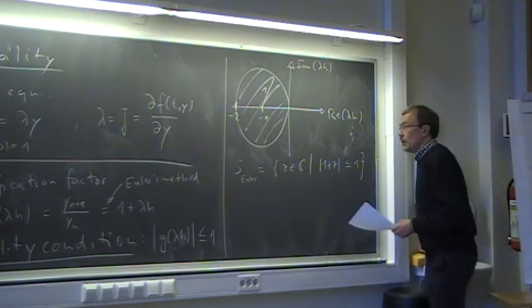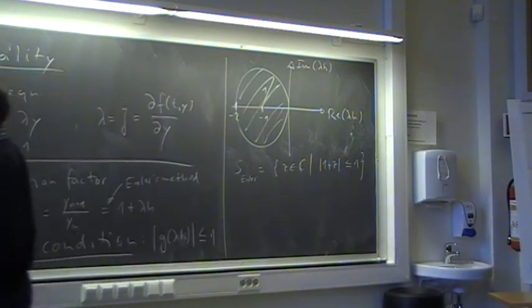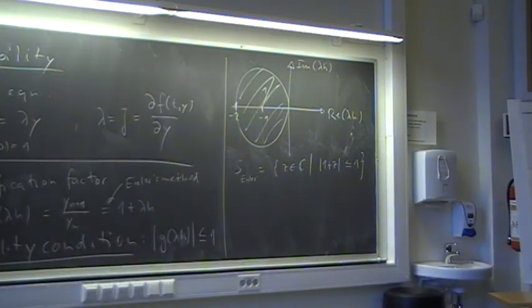Another method that we studied we can also identify as the explicit Euler method, or forward Euler. And then there is also backward Euler, or the implicit Euler method.